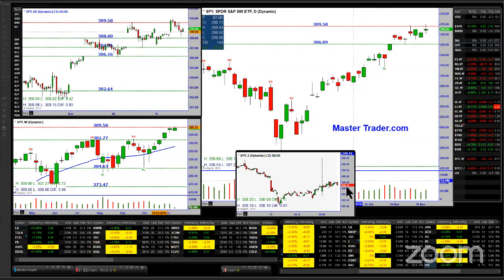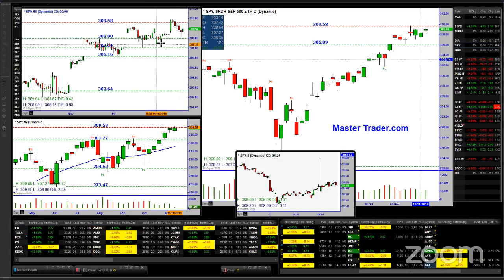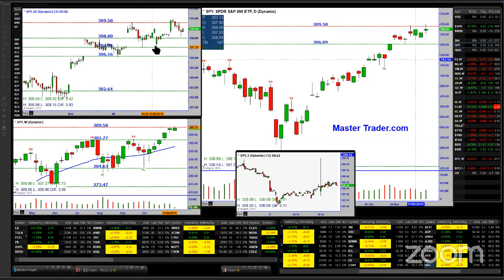Spiders, similar story. We're at 308.10, a little bit lower. So a little bottom of this little range there. And we got these other little pokes down here. Oh, you guys are talking about SPX. Okay.